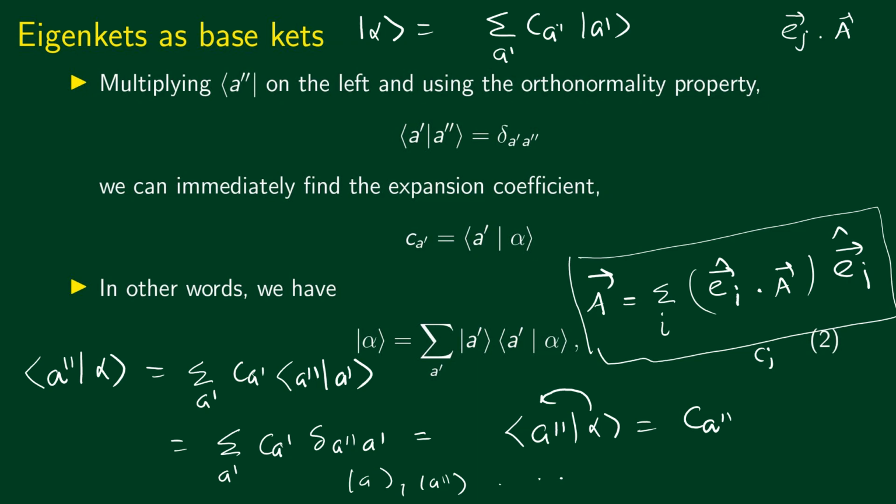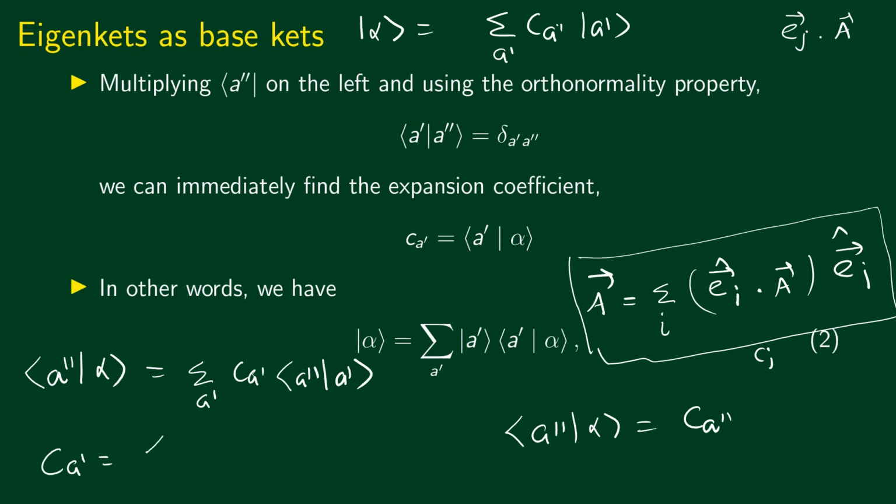In other words, it tells us how much of this ket alpha lies in this direction. How much of ket alpha lies in this particular direction. So this says that in order to get the expansion coefficient corresponding to a particular ket, what you have to do is take the inner product with the corresponding bra.